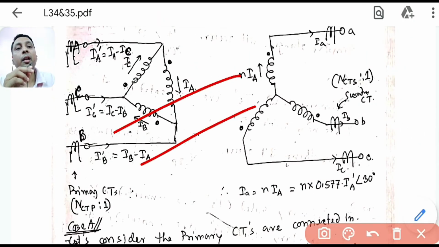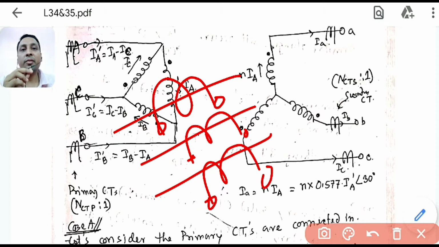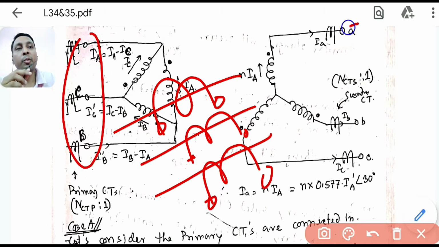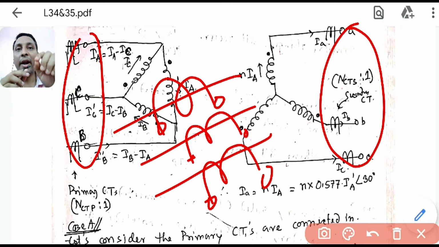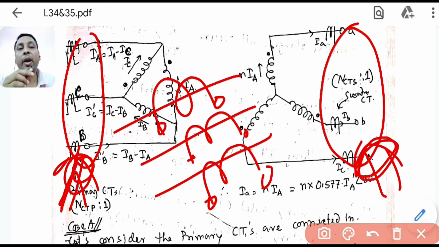The problem is how the secondary side of the CT is connected. These are the two terminals A1, A2, B1, B2 and C1, C2. So these are the secondary sides of the CT, the secondary winding of the CT. This is the primary sided CT. This is the secondary sided CT. Here also you will have the secondary winding of the CT. Here also you will have the secondary winding of the CT.